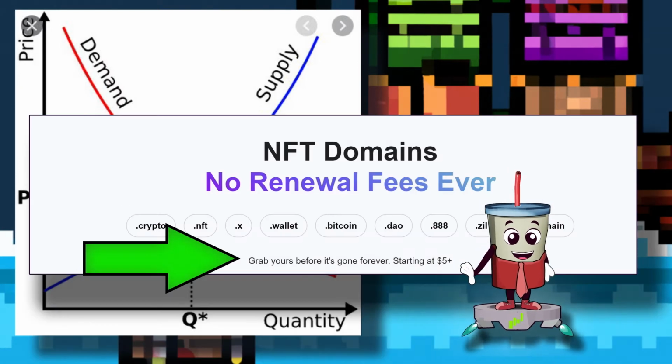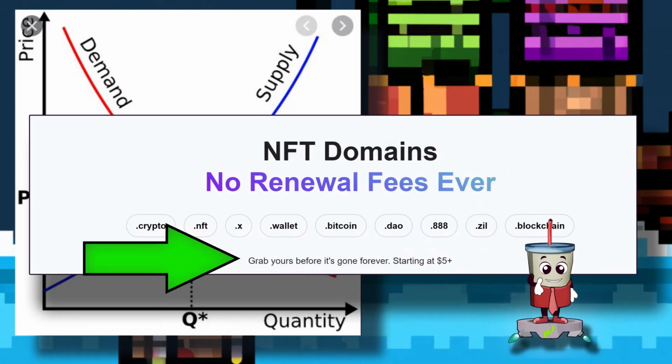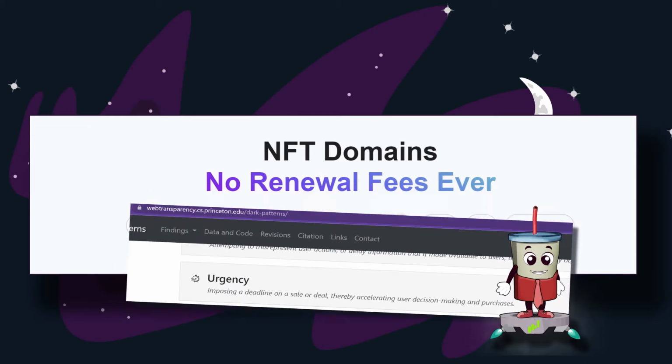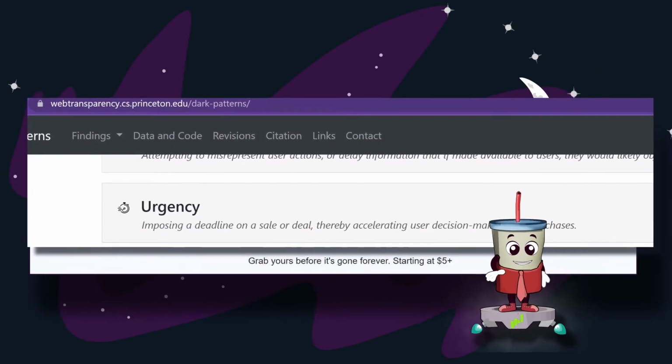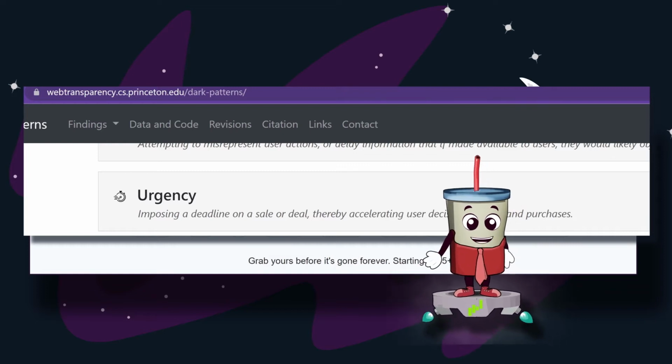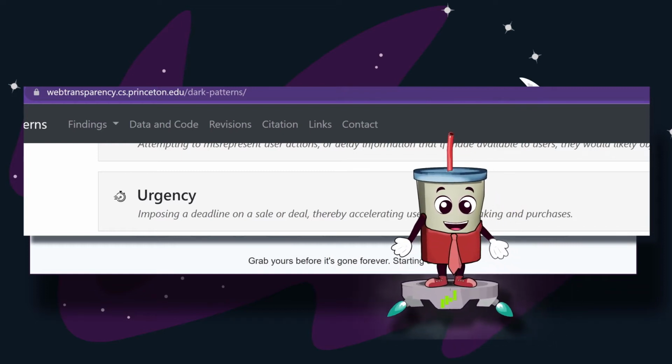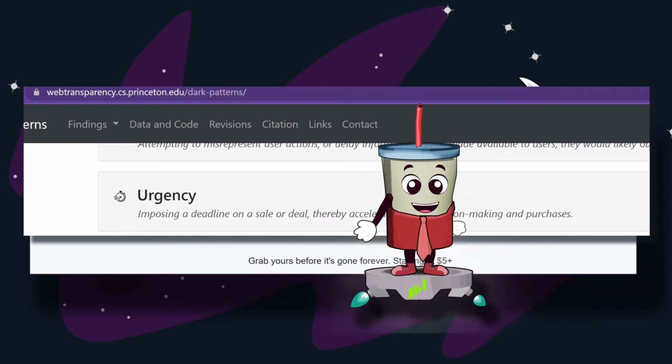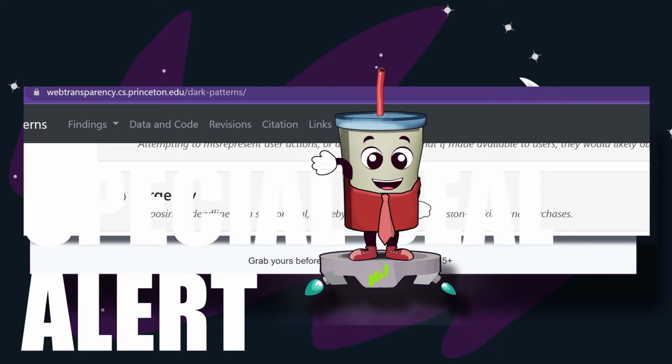This creates a sense of urgency. Urgency is also arguably part of the dark design patterns of commerce. So is this urgency a fake urgency from that dark design pattern? For example, quote, urgency, imposing a deadline on a sale or deal, thereby accelerating user decision-making and purchases, end quote.